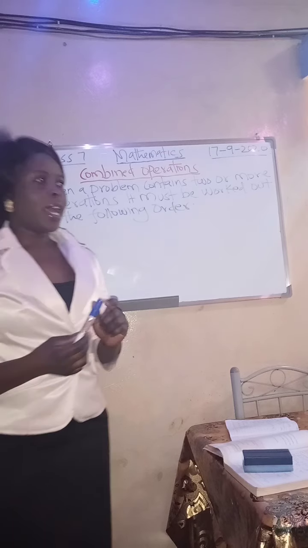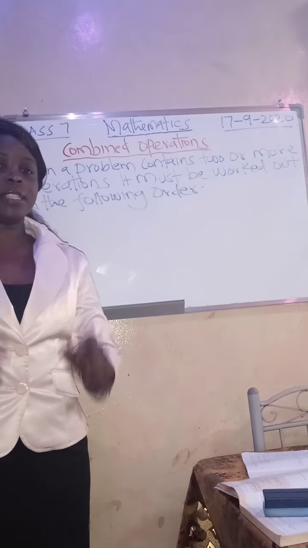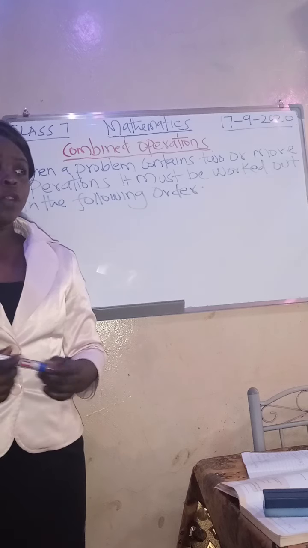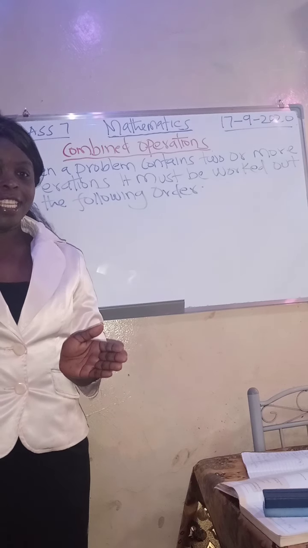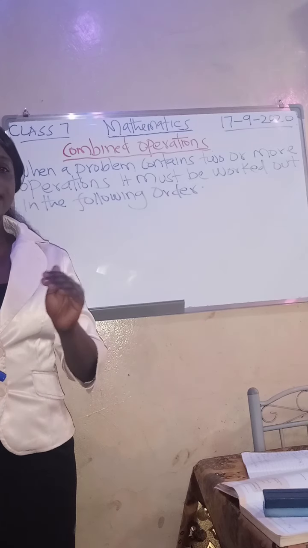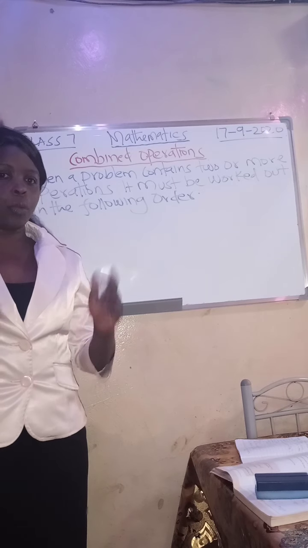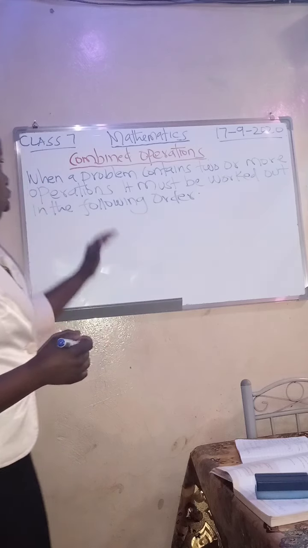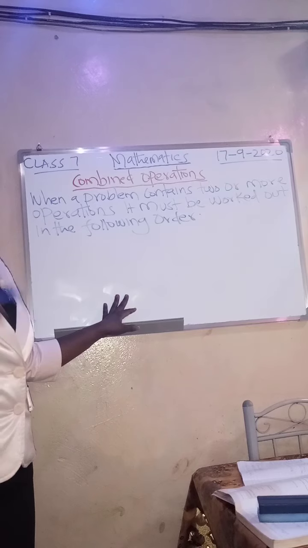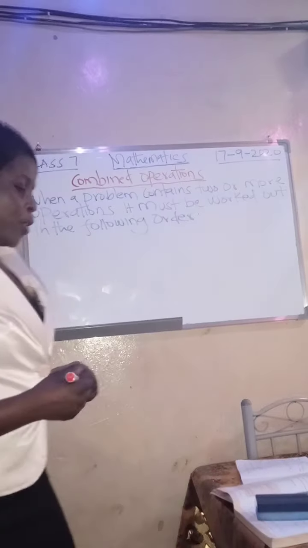Okay? So, as I've said, we can have two different operation signs in the same mathematical problem. And so if we want to solve such a kind of mathematics, then we have to follow a certain order. There's an order that we've been given in maths that we use to solve problems that have got two or more operation signs or operations, okay? Good. So there's an order that I'm going to show you here that will help us to solve such kind of problems. Now, this is the order we are talking about.